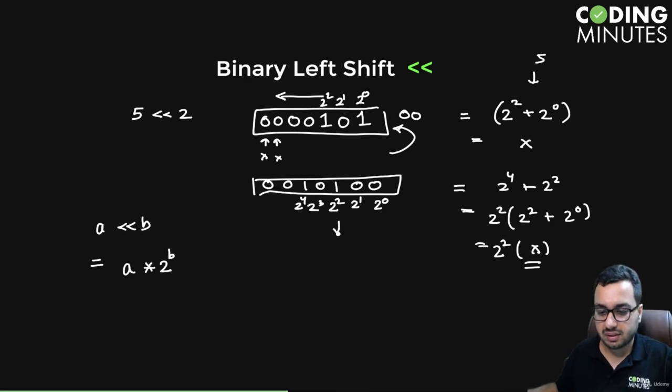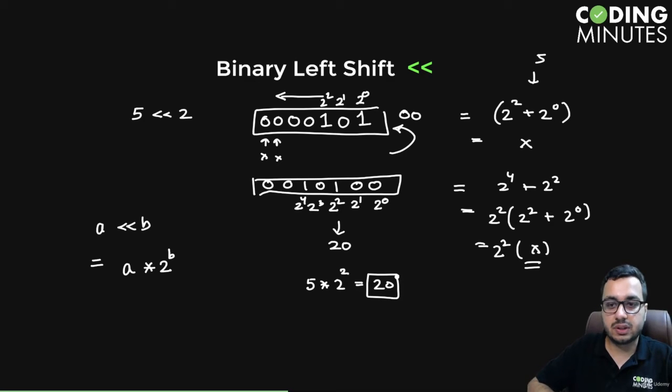And if you see, what is this number? This number is nothing but 16 plus 4, this number is 20. So effectively 5 got multiplied by 2 raised to the power 2, that is 5 into 4, that is 20. So effectively when you do a left shift, the number is multiplied with the power of 2. So this is the left shift operator. I hope this one is now clear.